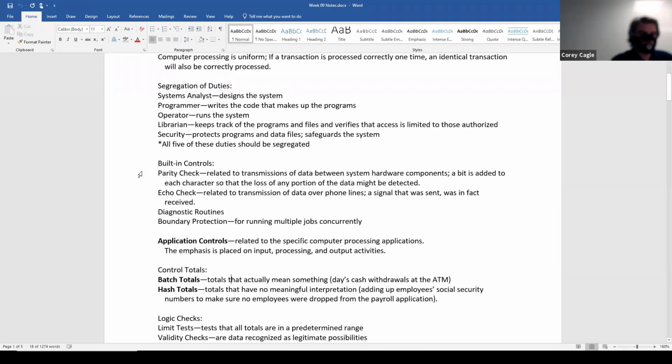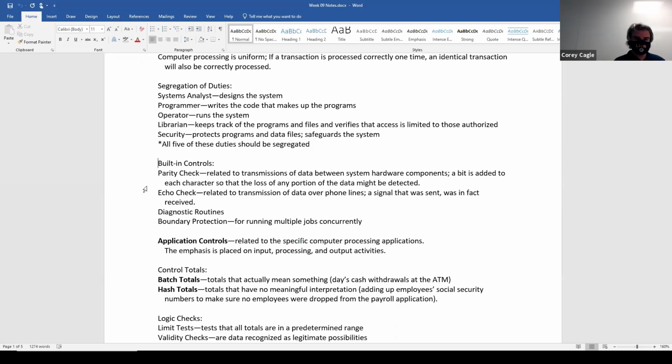There can be controls, internal controls built into the systems. There can be various checks and diagnostics that can run. Parity check and echo check, these are terms that we ran across in BEC, right?